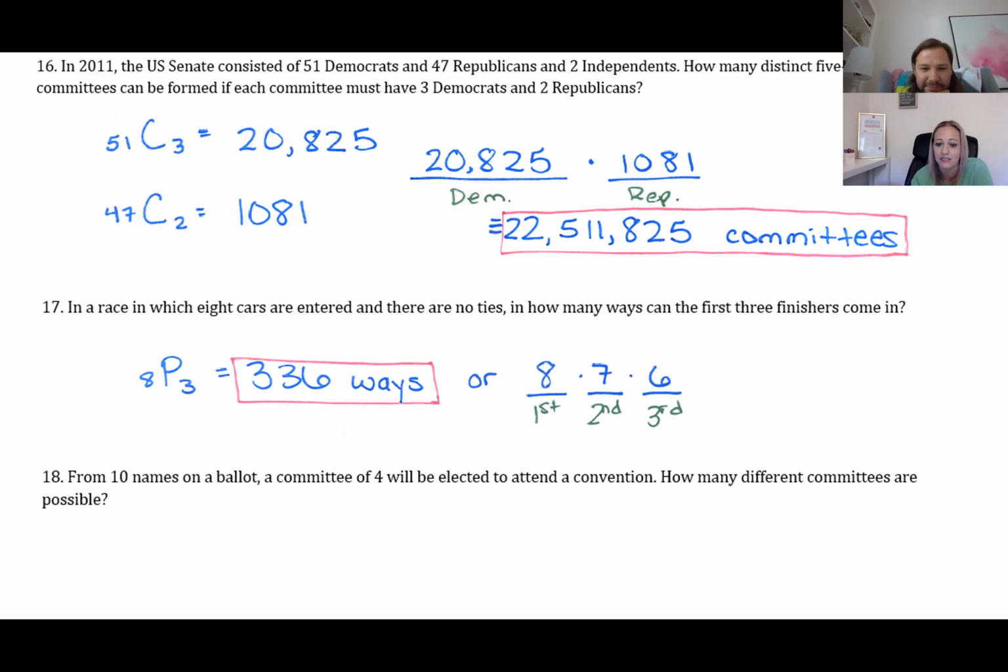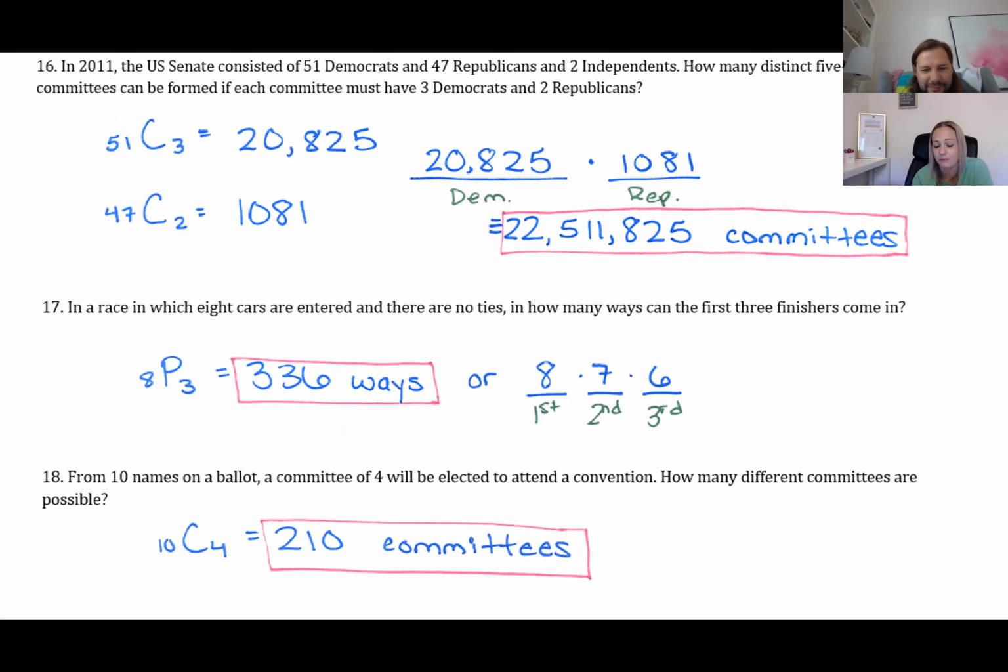And our last one says that from 10 names on a ballot, a committee of 4 will be elected to attend a convention. How many different committees are possible? By now we know a general committee is just a combination. So 10C4 gives us our answer of 210 committees.